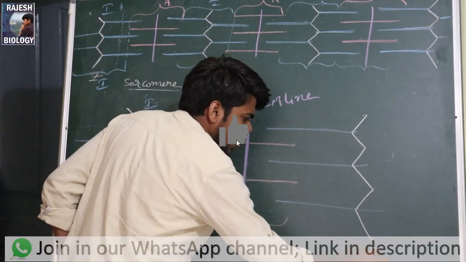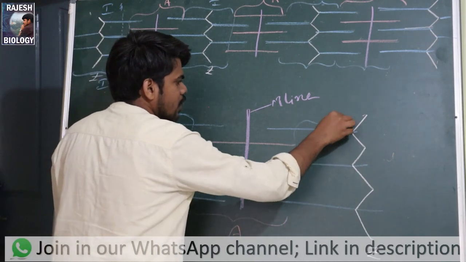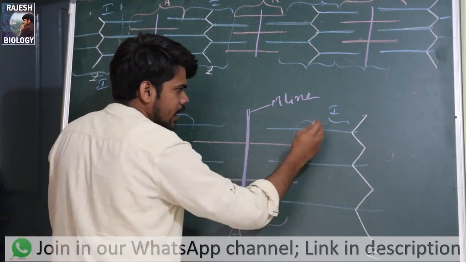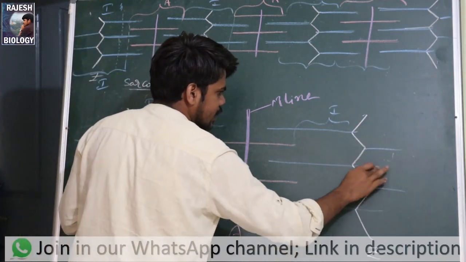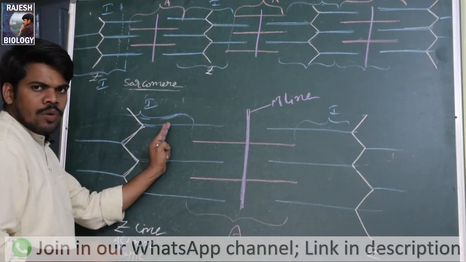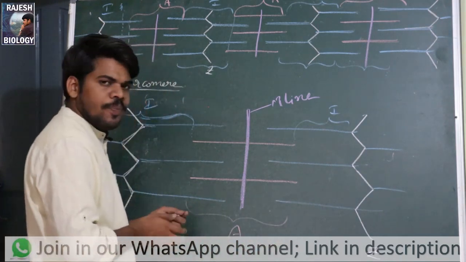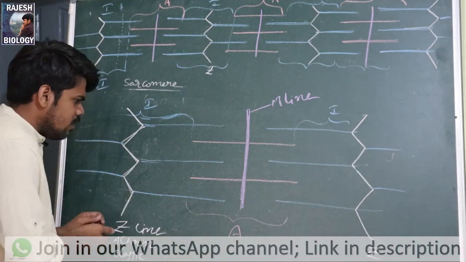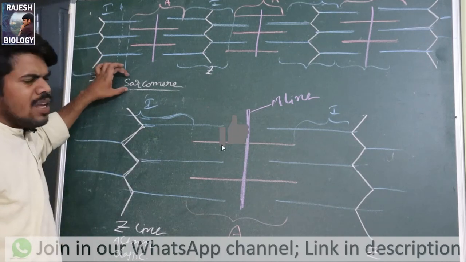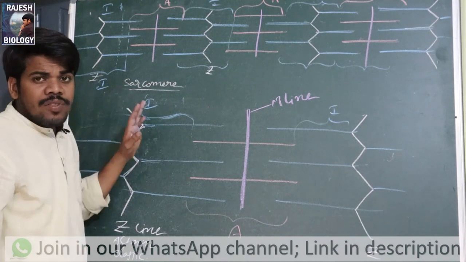in between two Z lines, two I bands are there. These are not complete I bands. Half I band here, half I band there, because the remaining I band is on the other side. So 50% of the I band on each side is present, and 100% of one thick A band is there. The portion present between two Z lines is called a sarcomere. Sarcomere is the functional or contractile unit of the muscle.